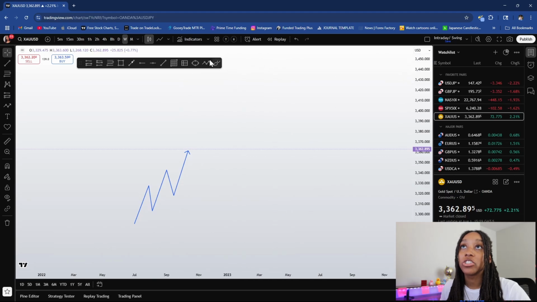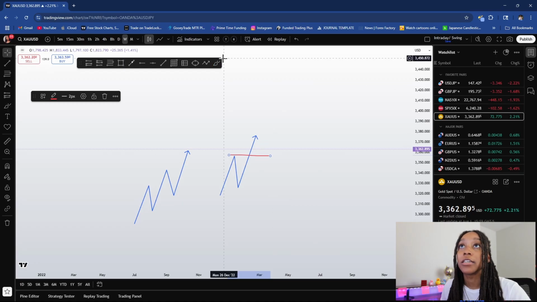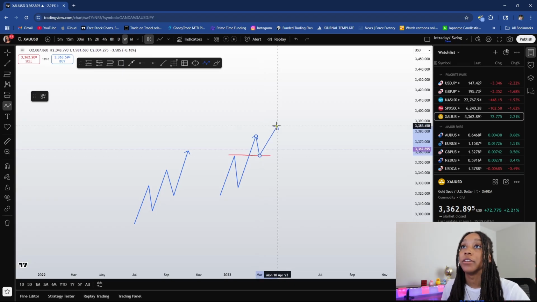Break and retest is essentially when you're looking to get in after this break of structure right here. So price has broken structure. Our higher high was here, and price has broken it. As a break and retest trader, you're looking to get in when price comes back to this level and respects it, like it doesn't fall past it, and then it continues up here.